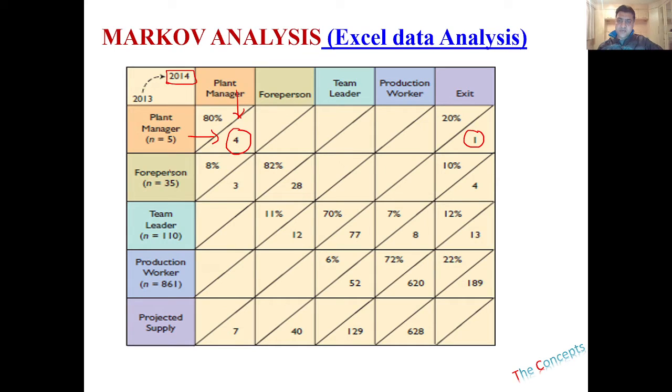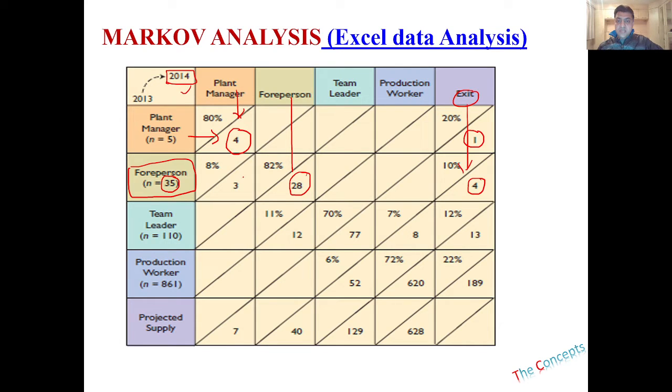But let's come to the foreman. This is a little critical to understand. We have a total of 35 foremen. What will happen to them? Now, how many of them will remain foremen out of 35? So 28 will remain foremen till this time. What is happening to the other people? 4 of them are expected to leave, because exit, leave.